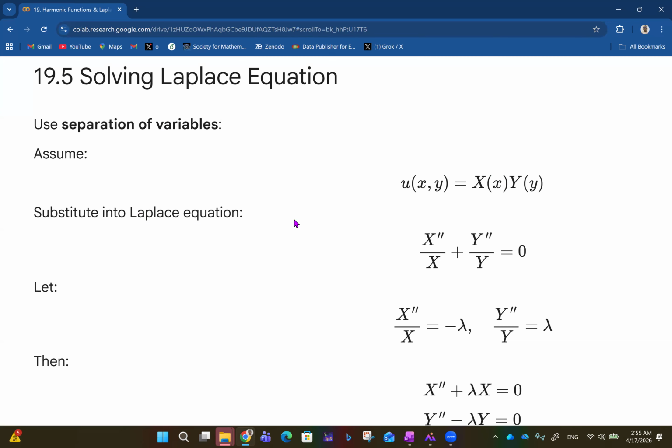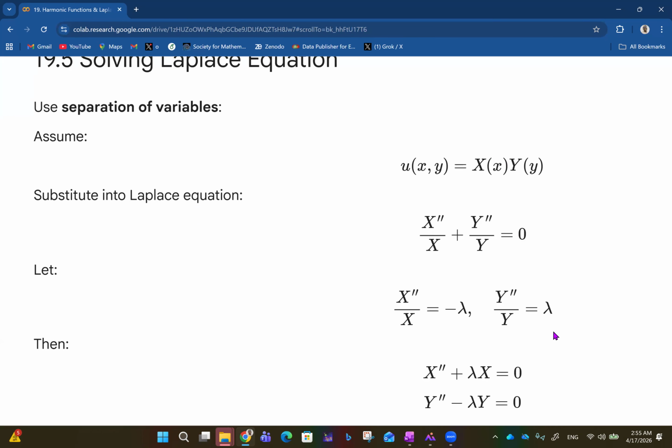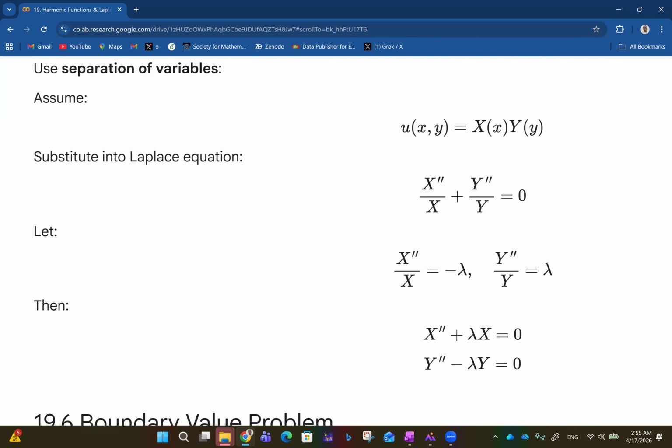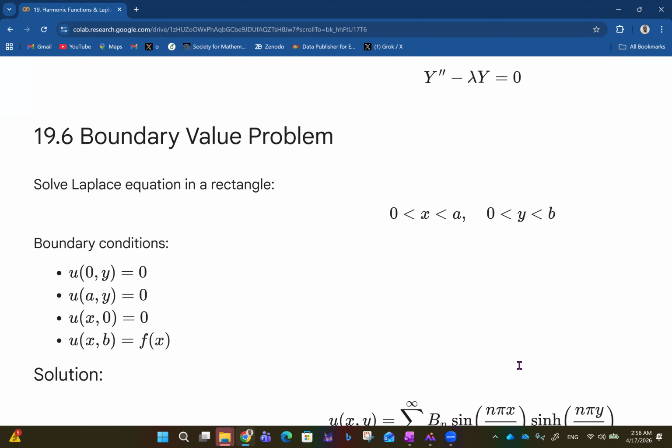So if you then substitute into Laplace equation, you discover that you then have X double prime over X plus Y double prime over Y equals 0. And then you can say this is equal to minus lambda, while Y double prime over Y is equal to lambda. And then you can have X double prime plus lambda X is 0, Y double prime minus lambda Y is 0. And these ones have standard solutions, which we are going to see in passing.